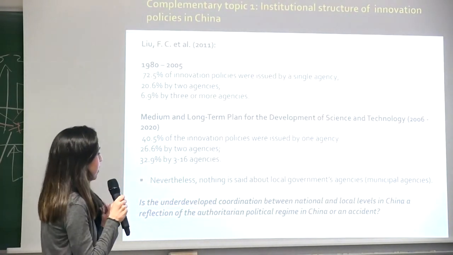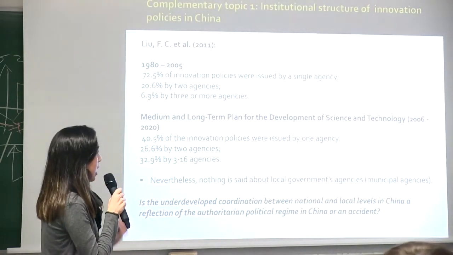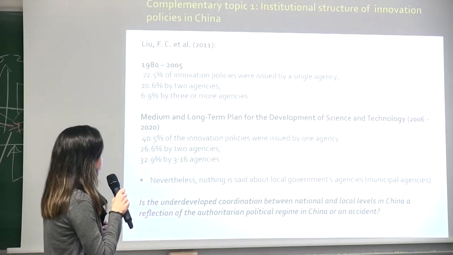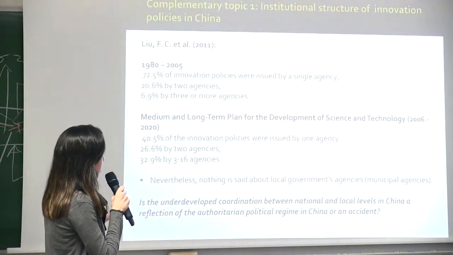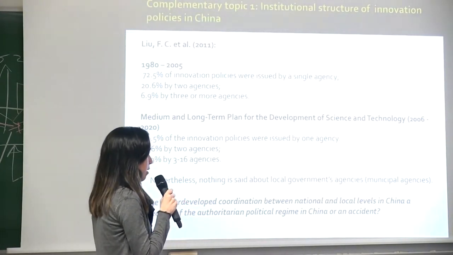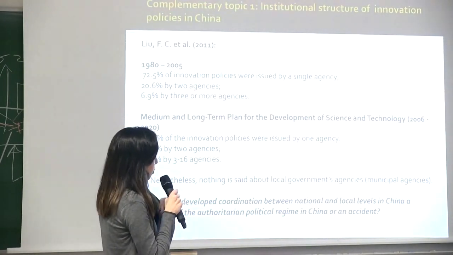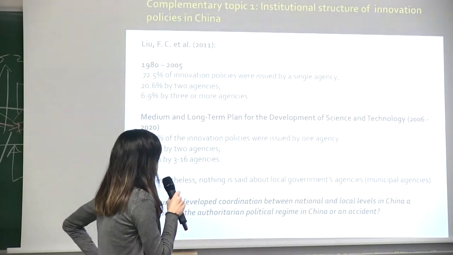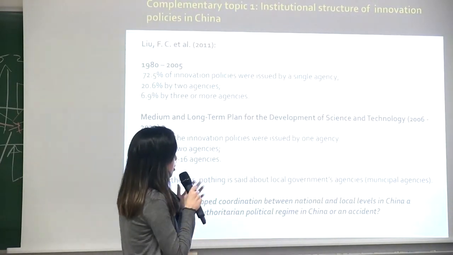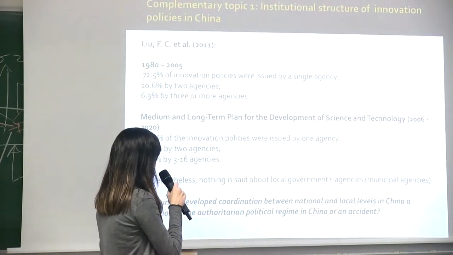From the last innovation program in China, the level of coordination actually increased, at least on paper. The authors say that the cross-ministry coordination level has increased, but nevertheless, nothing is said about local government agencies. So the majority of the agencies there have names like National Bureau of something, National Commission for something, and it's very curious.